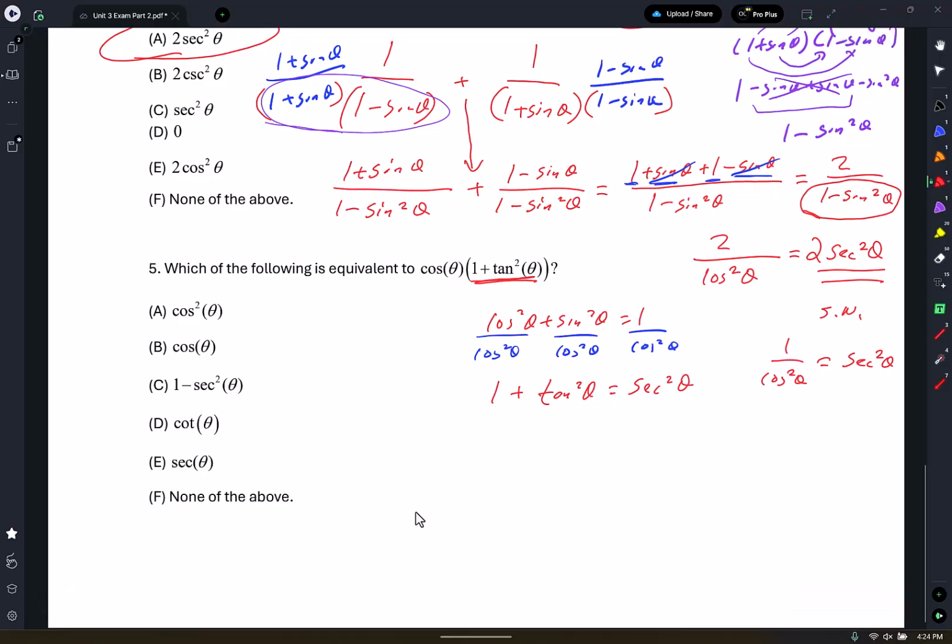See, it's always this right here that I'm circling. This right here is always just 1. Now check it out. I got a 1 plus tan squared right there. And what does it say that 1 plus tan squared equals? Secant squared. So I'm going to substitute that secant squared. I'm going to go cosine theta times secant squared theta. So do that first.